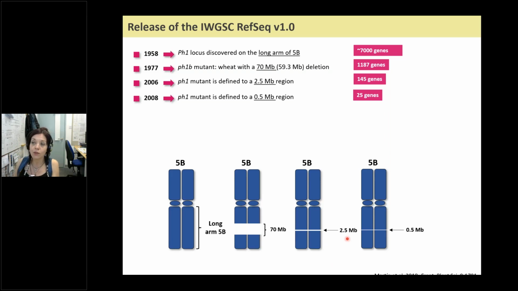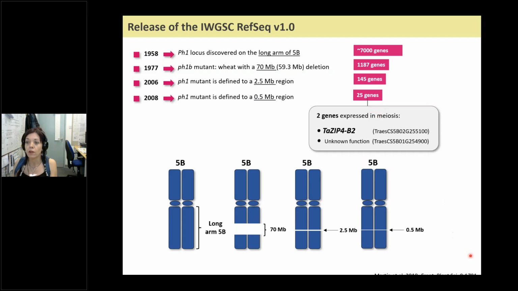The discovery of ZIP4 happened at the perfect moment for several reasons. First, because the IWGSC reference genome was finally available. So at that point, I was doing an RNA-seq in meiotic tissue, including the Ph1 mutant, and straight away we were able to know how many genes were present in the different deletions and how many of these genes were expressed during meiosis. And the smallest deletion, the 0.5 megabase deletion, included 25 genes, of which only 2 were expressed during meiosis. One of them, our candidate gene, the meiotic gene ZIP4.